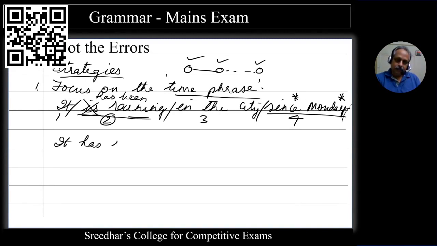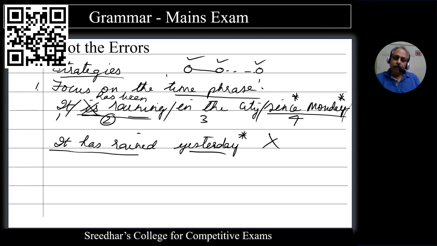It has rained yesterday. It has rained yesterday. This sentence is wrong. Why is it wrong? Again, when you read, it has rained yesterday, your focus should be on yesterday, the time phrase. Then based on yesterday, we should decide the sentence is wrong.